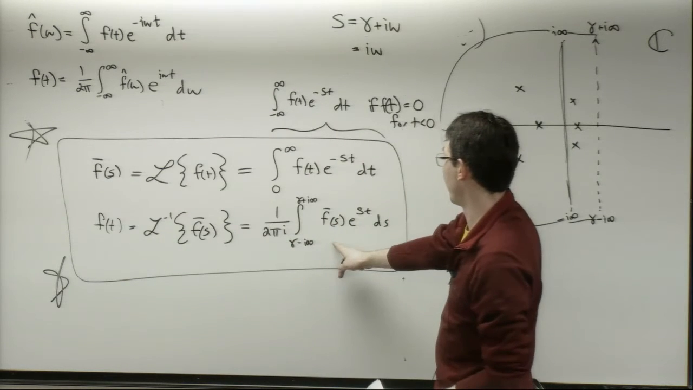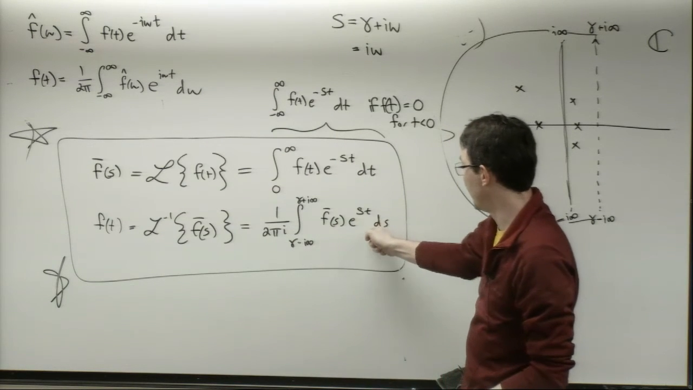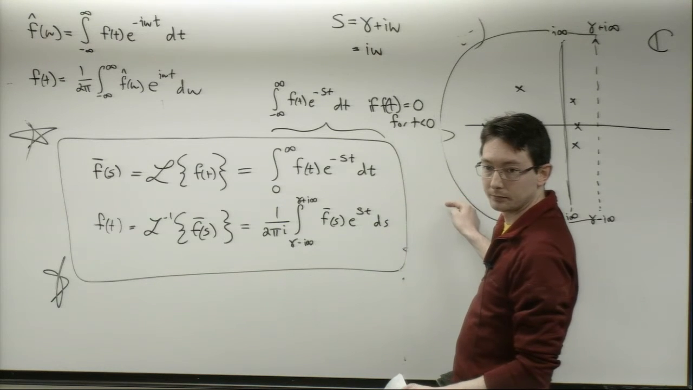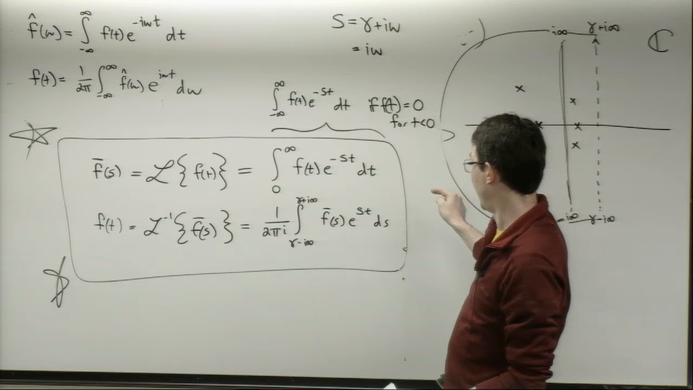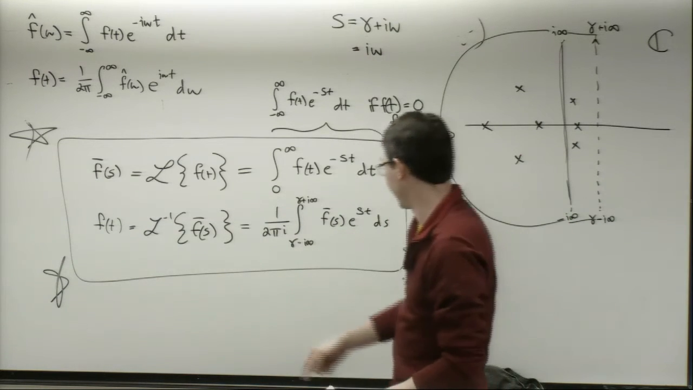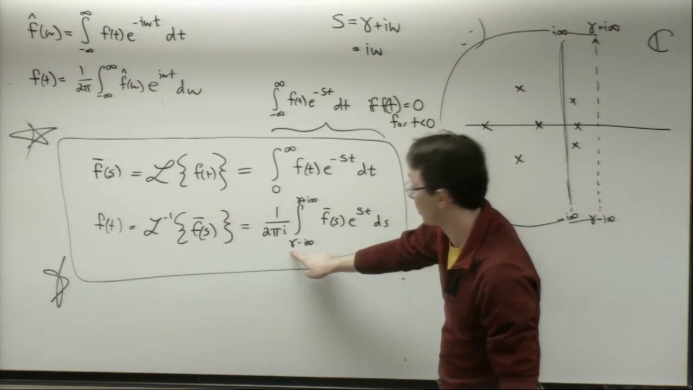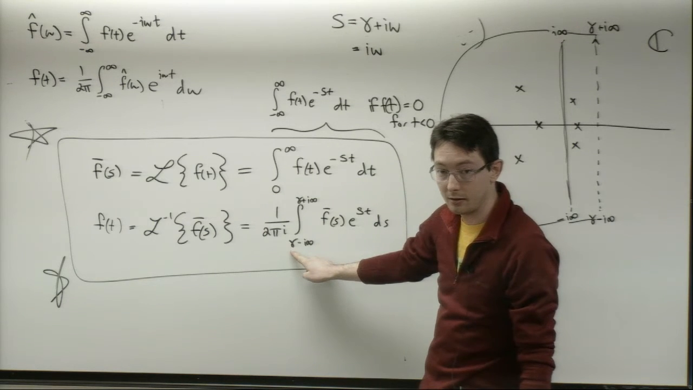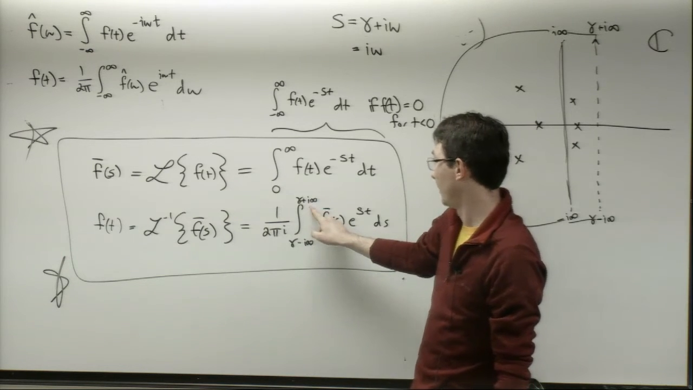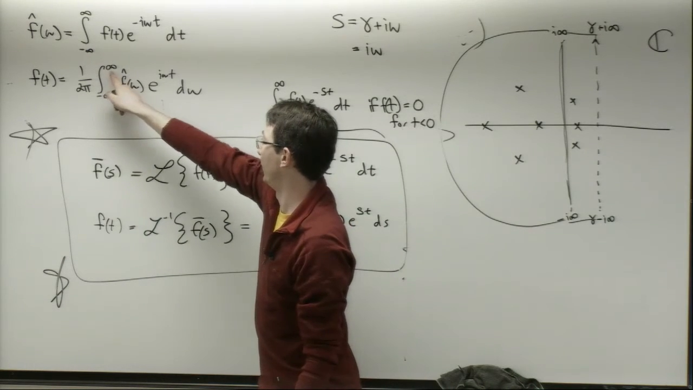Now, how about the inverse Fourier transform part? Okay, so remember our ds equals 1 over i d omega. No, that's not right. ds equals i d omega. So my i's cancel. And if my function was well behaved, then gamma is 0. And so this is just the integral from minus i infinity to i infinity. So minus infinity to infinity.